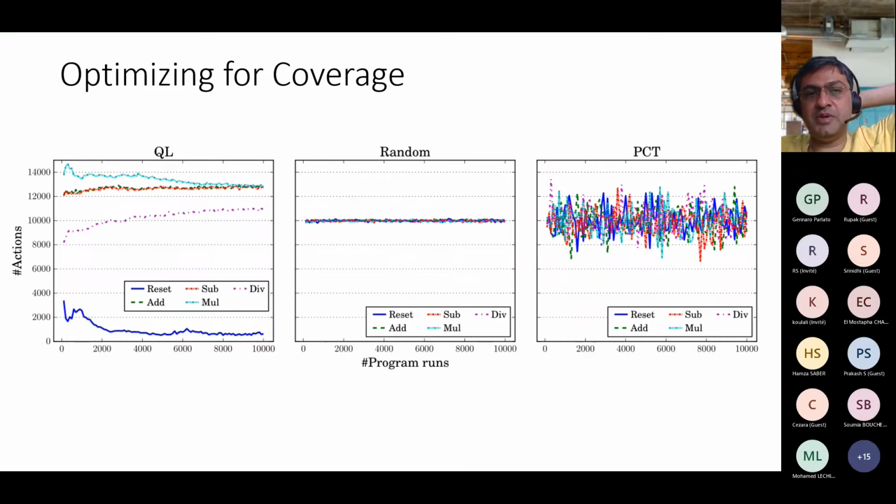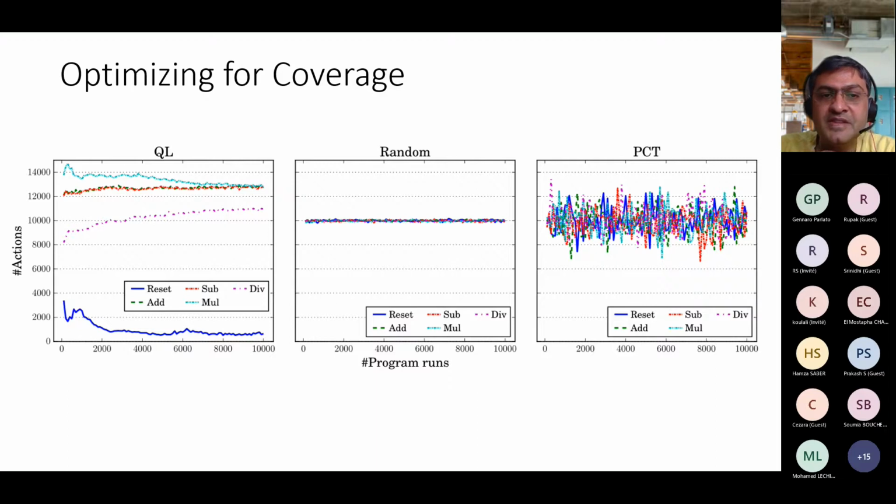Right, and just to give you a little bit more evidence of the learning that the algorithm is able to do, I'll show some more graphs here. In these graphs, the x-axis is again the number of times you've iterated through runs of the program, and this time the y-axis is the number of actions you picked. So the number of add operations you picked, the number of subtract operations you picked.